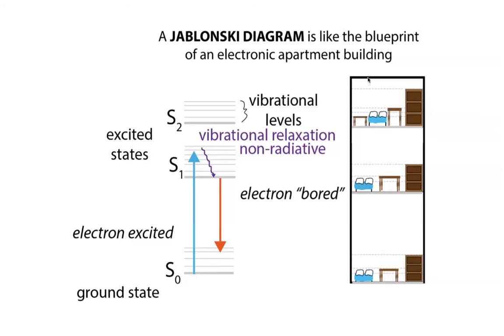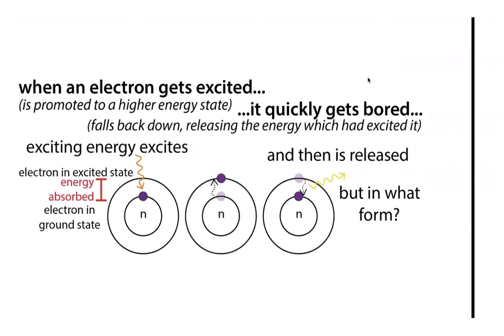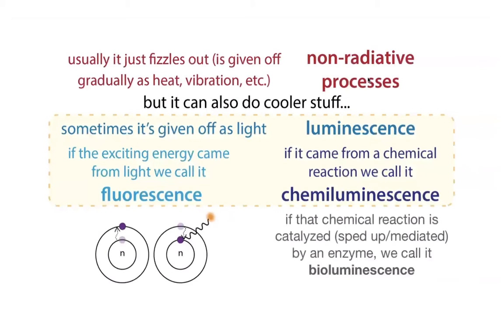And they can do this in multiple ways. So sometimes what's going to happen is actually pretty boring. They're going to absorb energy in some form, and then it's just going to fizzle out. So remember, it has to give back that energy, because of conservation of energy. But sometimes it does this in boring ways, with heat and vibration and stuff. We call these non-radiative processes. But it can also do a lot cooler stuff, such as give off light. And when we have the electrons falling down and giving back that energy as light, we call that luminescence.